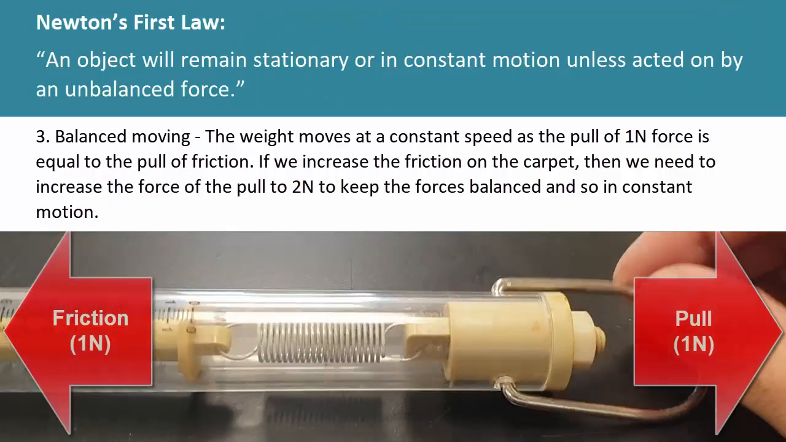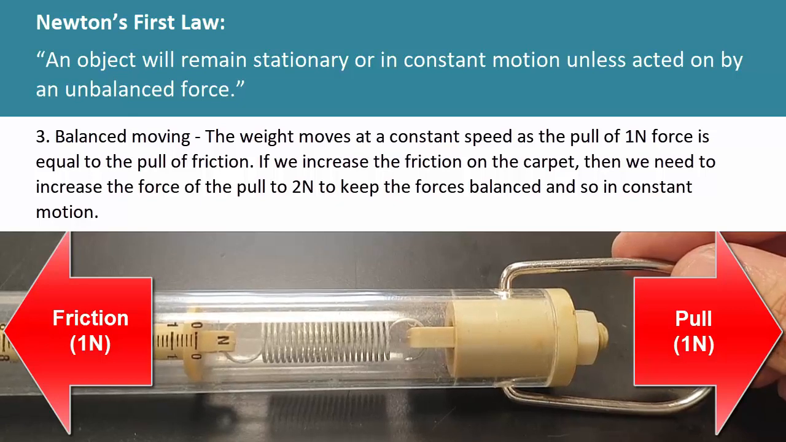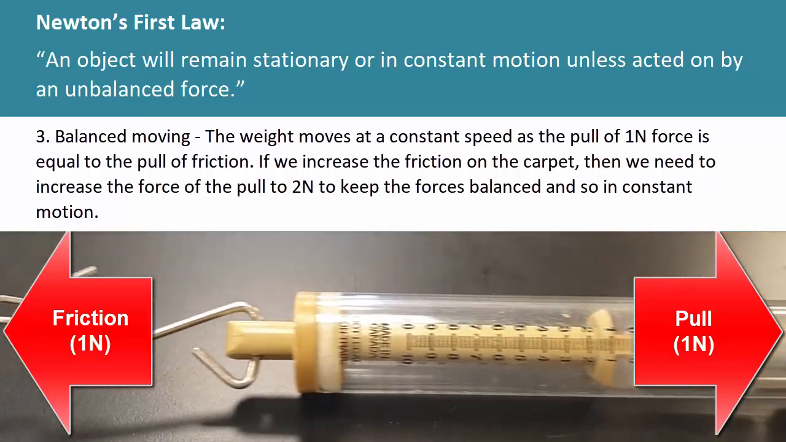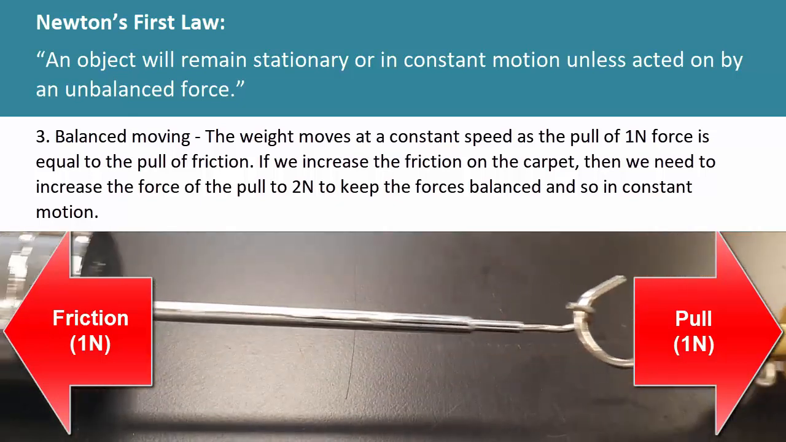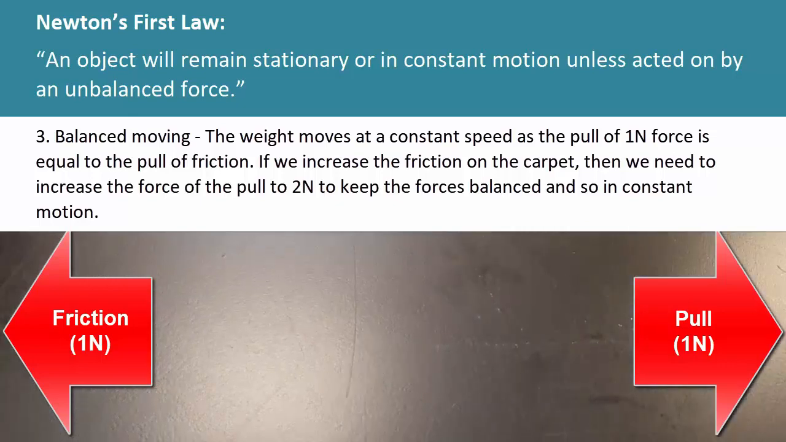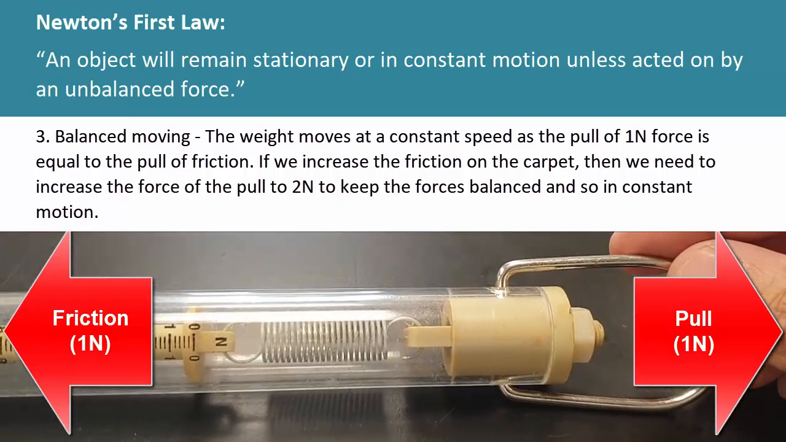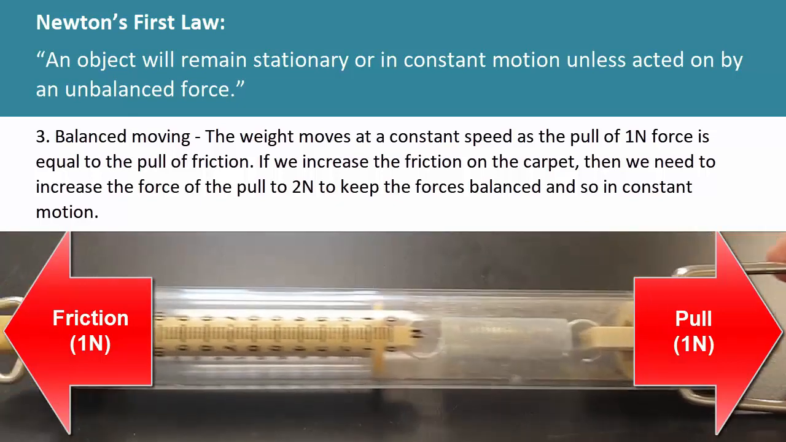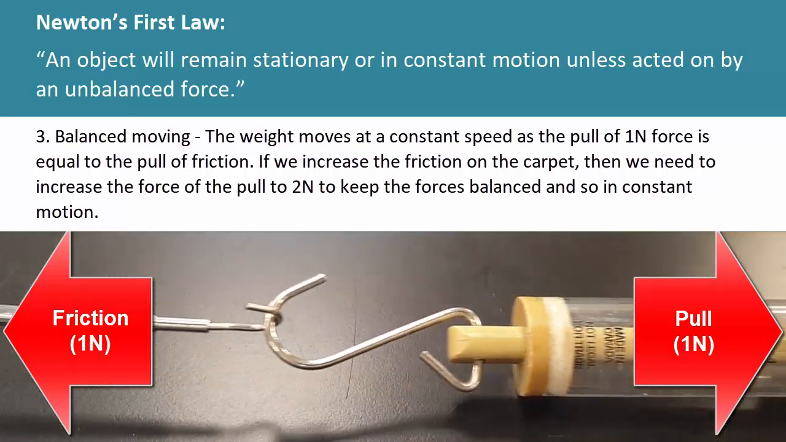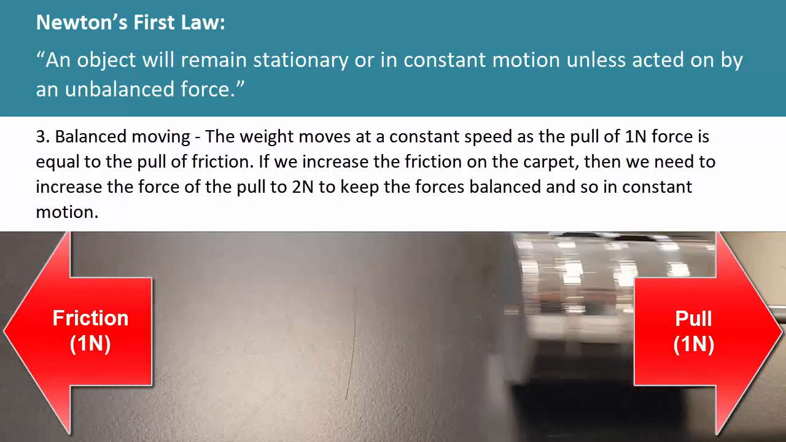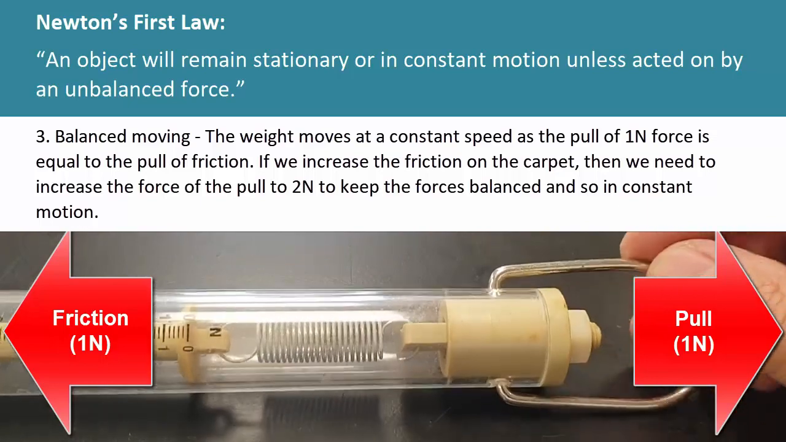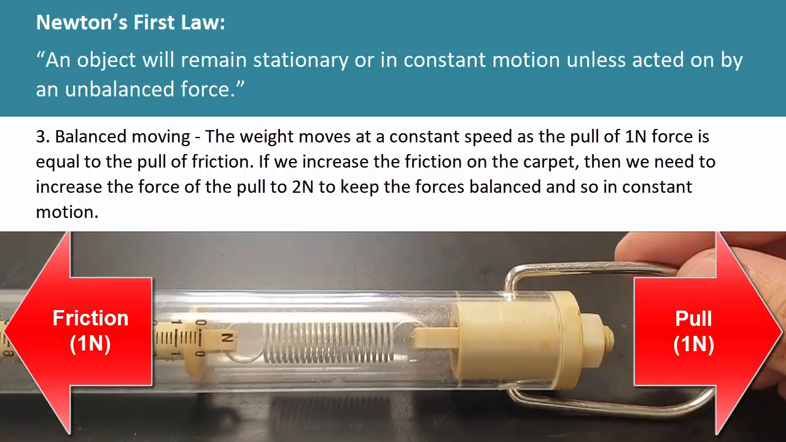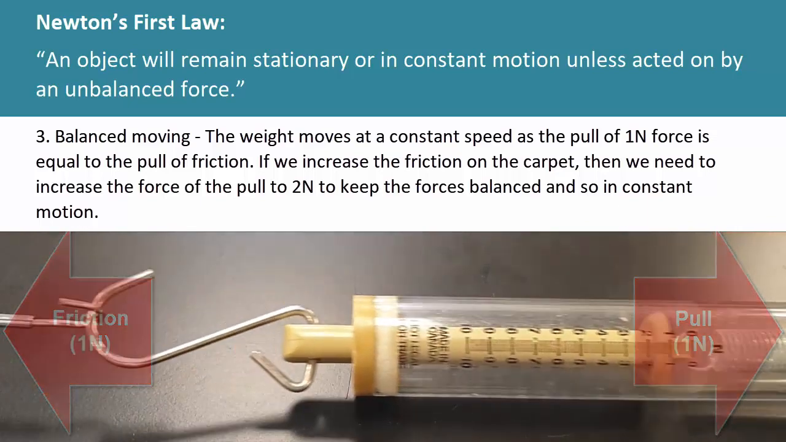Okay. Now this one here, I'm going to the one that's actually moving. So you can see that I move it at a constant speed, and you can read that on the force meter. So I know it's 1 newton. So therefore the friction must be 1 newton in the equal and opposite direction. So a good way to write this one is: the weight moves at a constant speed as the pull of 1 newton force is equal to the pull of friction.